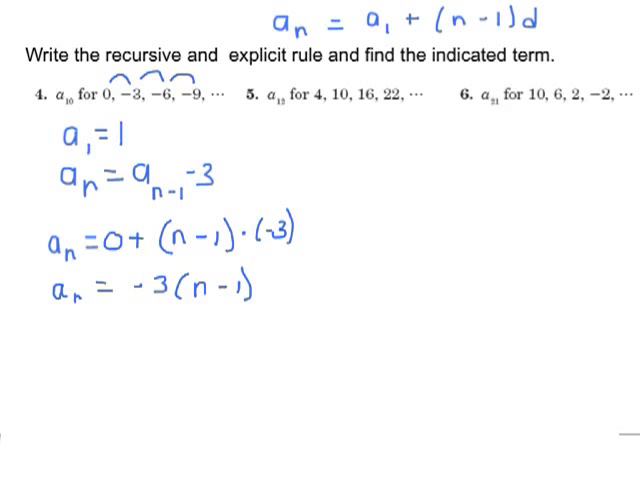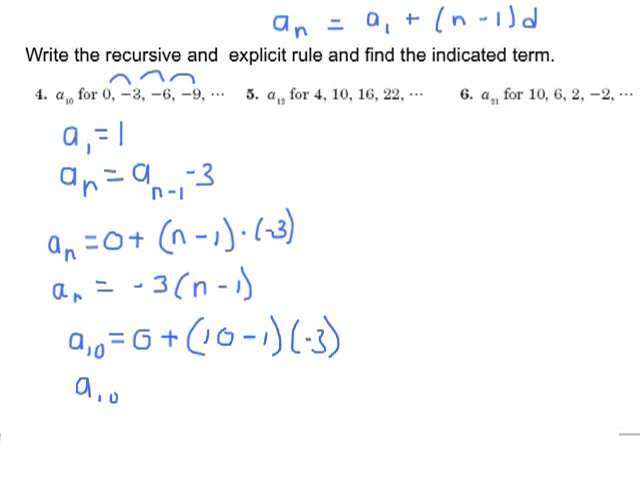Alright, now next it asks me to find the indicated term. So I want to know what is the a sub 10th term. So the a sub 10th term is simply going to be my first term plus, now remember right here, this is my n value right there. So because it's my n value, I'm going to put that 10 right here. So it's going to be 10 minus 1 times my common difference, which is negative 3. And then we're just going to simplify it.